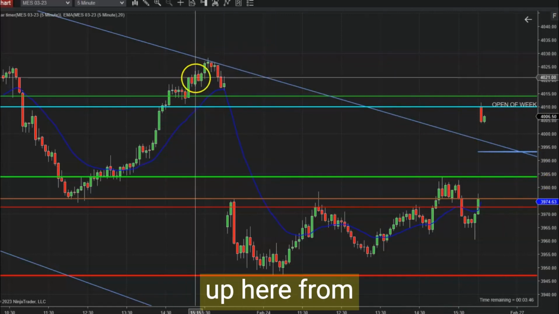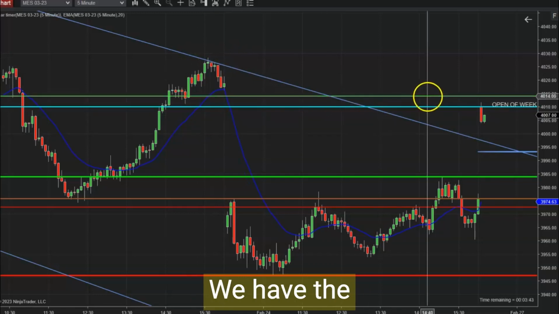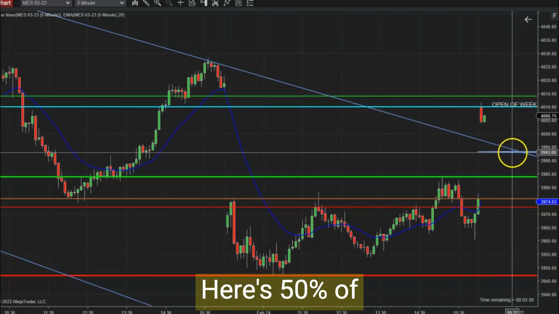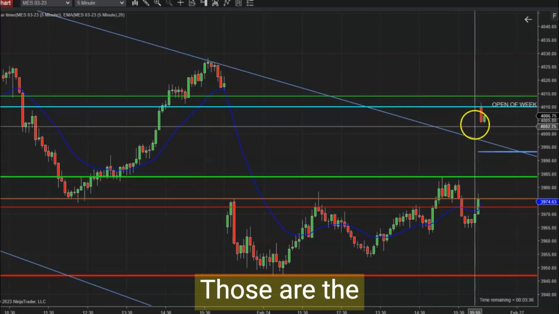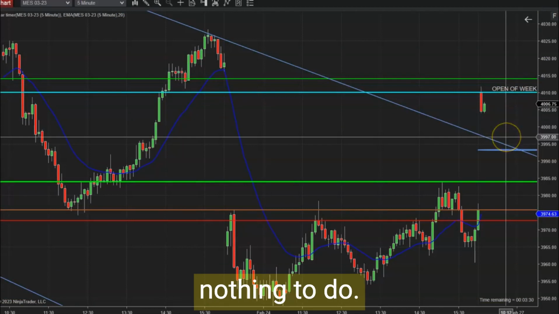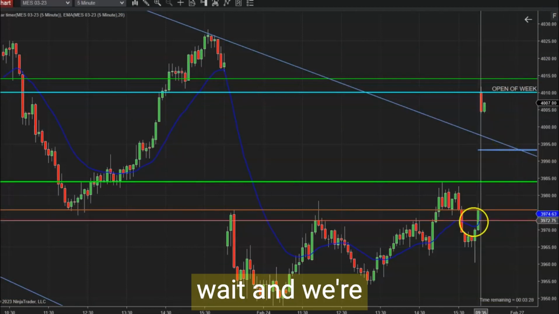We have resistance up here from last Thursday. We have the overnight high up here. Here's the open of the week. Here's 50% of the overnight price action. So those are the closest numbers that we have right now, but nothing to do. We have to wait, and we're going to see.